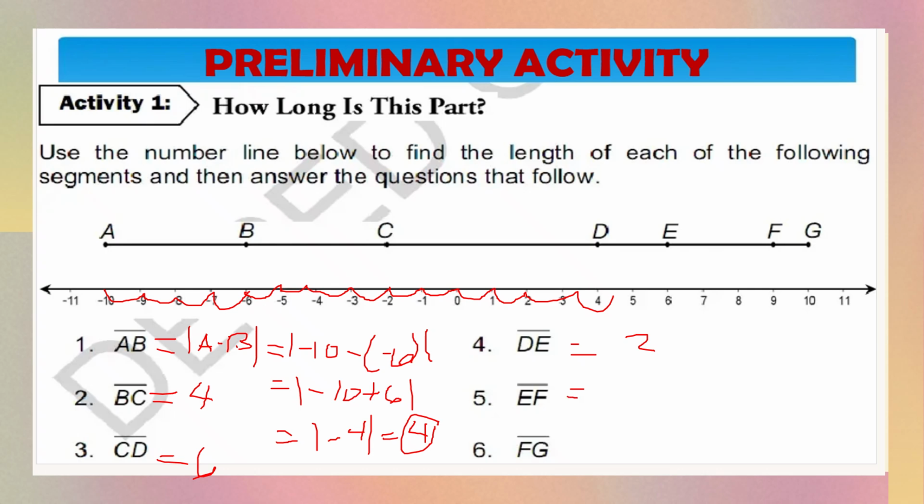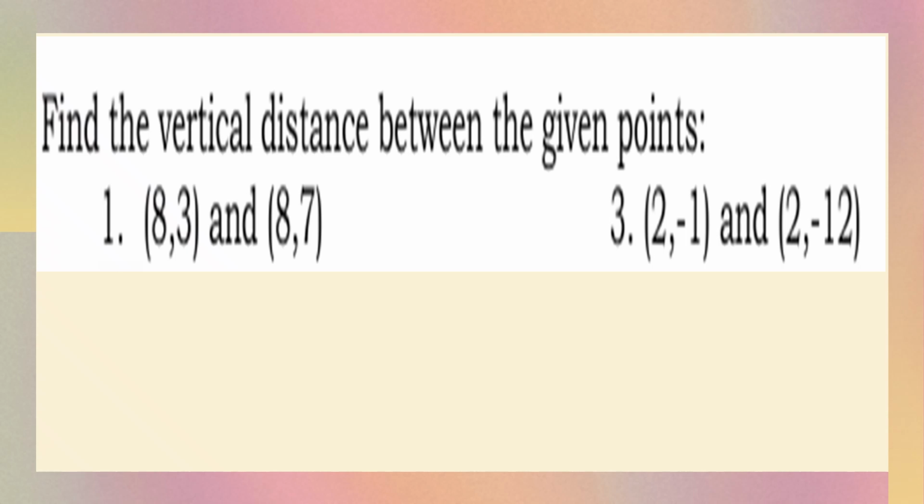EF is 1, 2, 3, so 3. And then FG is 1. Okay. Those are the distances. Okay.